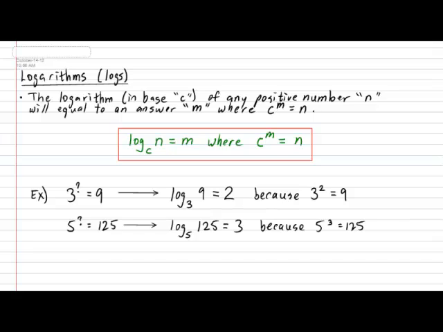Why don't you try the next one on your own? Suppose I give you the following. 2 exponent something gives us 16. And as you all know from past experience, the exponent should be 4, because 2 exponent 4 gives us back 16. What I want you to do is rewrite that result in log format. Go ahead, pause the video, and try it now.